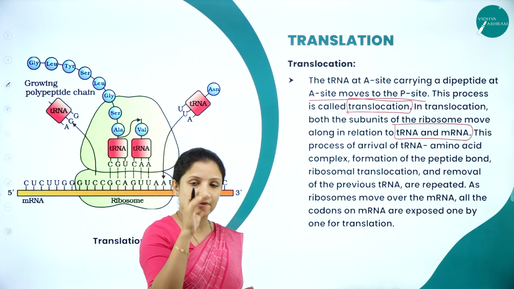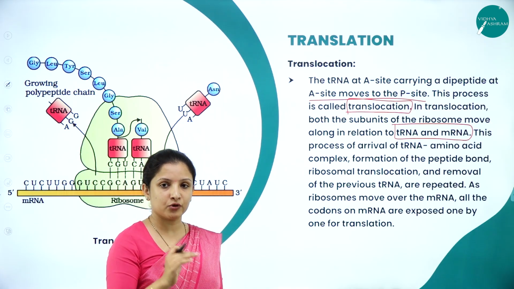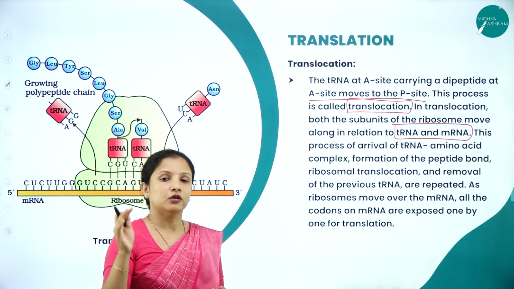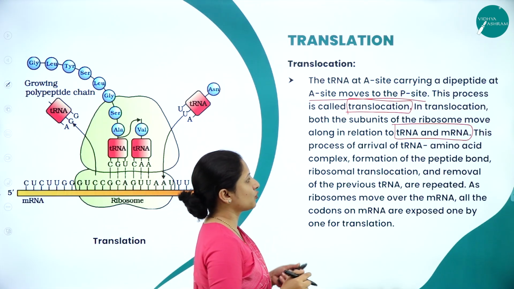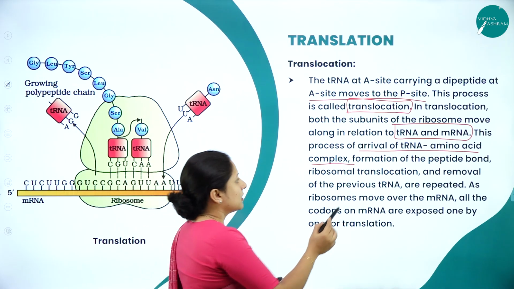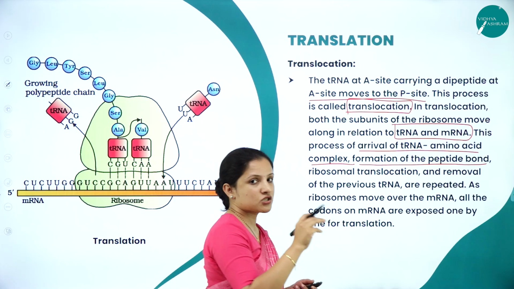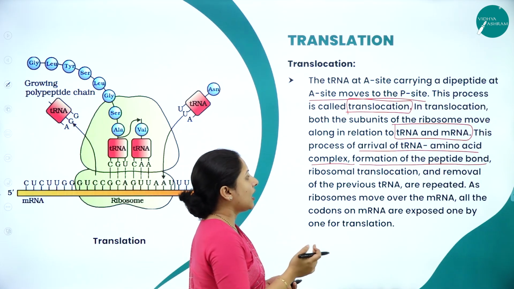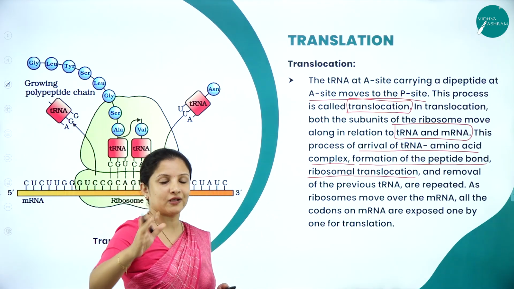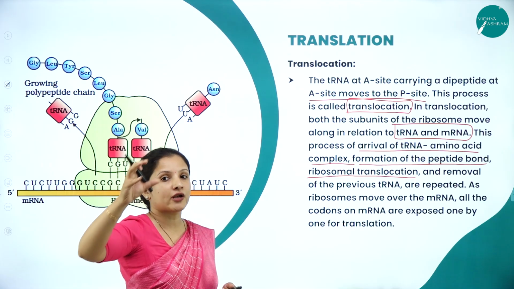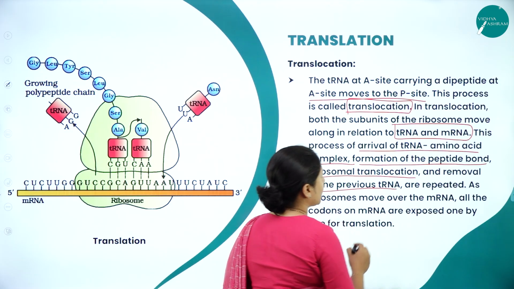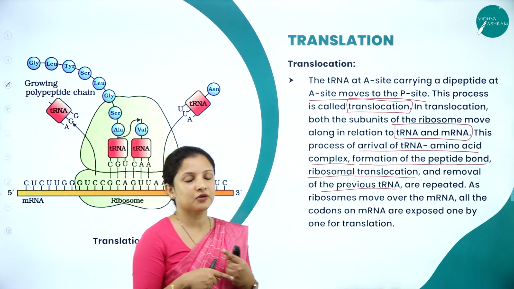The entire ribosome, with the larger subunit and the smaller subunit, keeps on reading the strand along with the tRNA adapter molecule, or tRNA amino acid complex. This process of arrival of the tRNA amino acid complex, formation of the peptide bond, linking each amino acid by the peptide bond, and then ribosomal translocation, where the ribosome moves from that region to the next sequence, then to the other sequence. So, ribosomes keep translocating to read the mRNA strand, and removal of the previous tRNA are repeated.